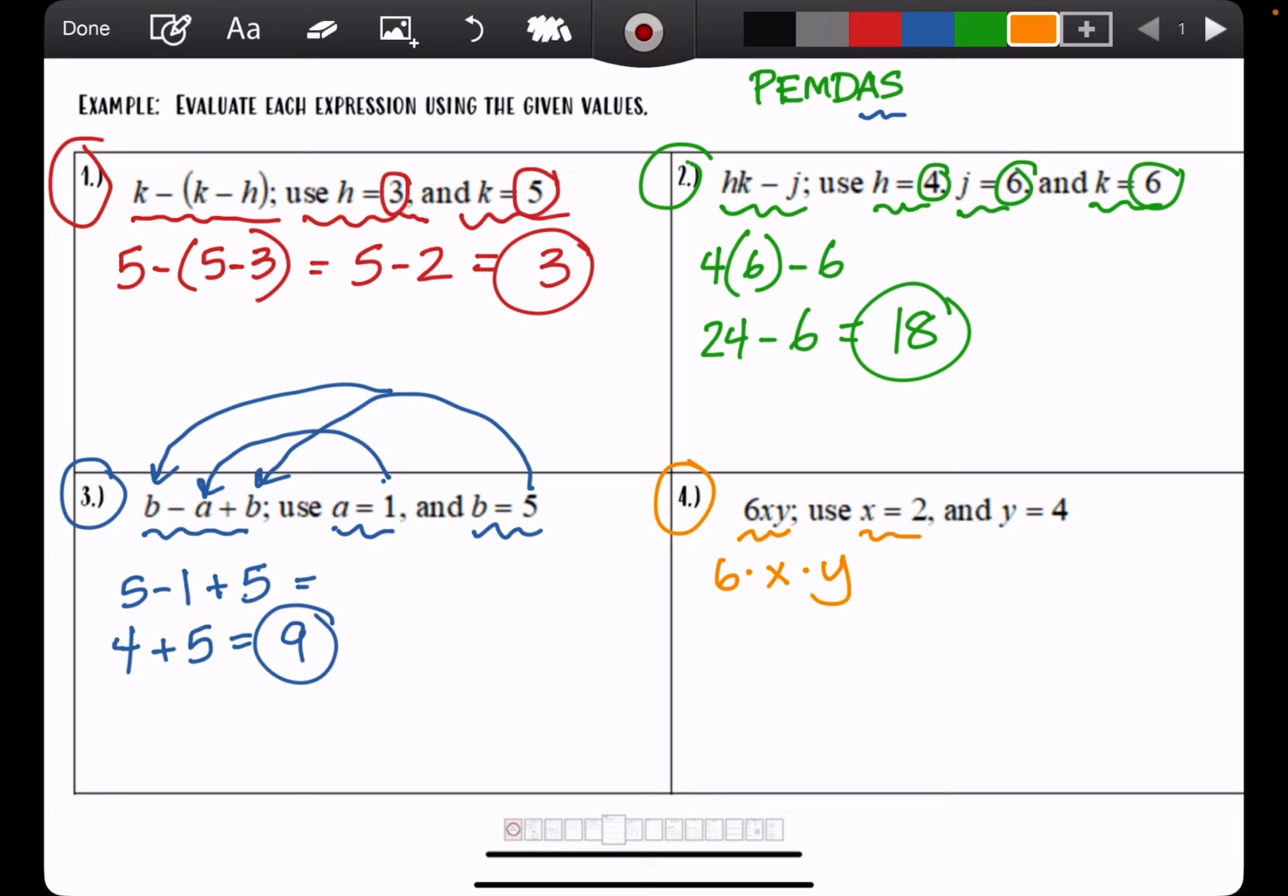x equals 2 and y equals 4 in this case, so it should be 6 times 2, and y is 4, so times 4. Work left to right, it's always a good habit. So 6 times 2 is 12, so now we have 12 times 4, which is 48.